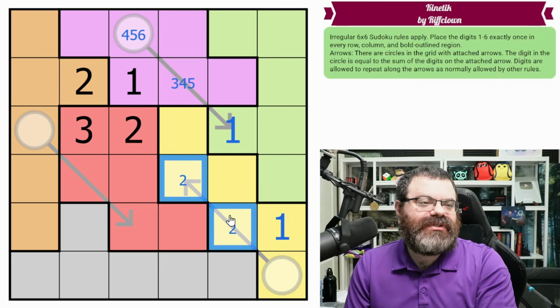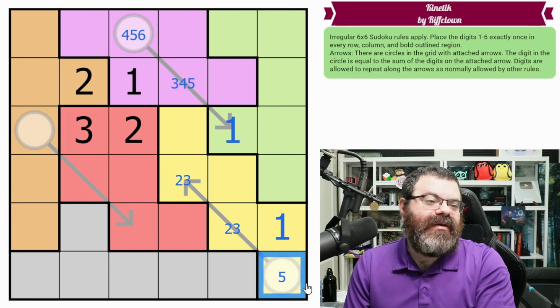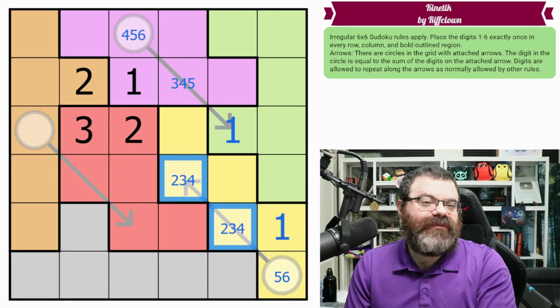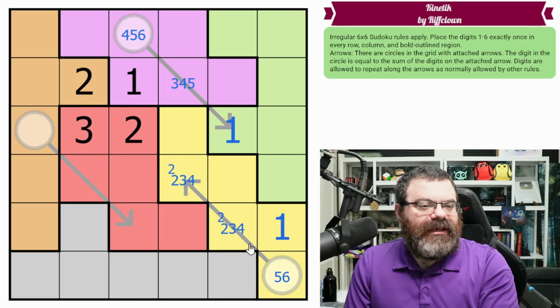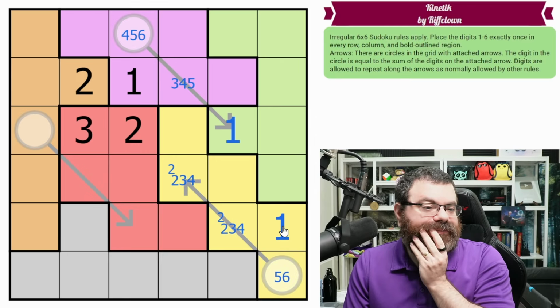And so the minimum is 2, 3, which would add to 5. We can also add to 6, which would be a 2, 4. So the 2 is definitely on this arrow, because we can't do 3, 4, 7. And let's see, what else can we do?